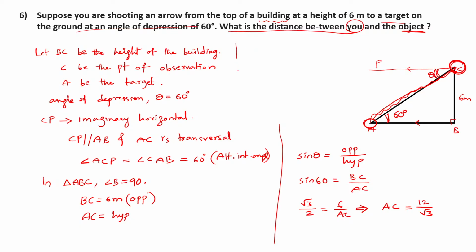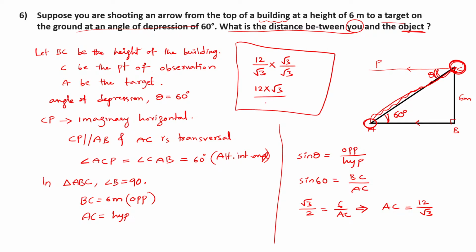Now let me solve this in this box. So 12 by root 3, rationalize the denominator. 12 into root 3 by root 3 into root 3, which is 3. 3 fours are 12. So the answer is 4 root 3. So what is the hypotenuse value? AC is nothing but 4 root 3. The distance between the observer and the object is 4 root 3 meters. Okay, right. Now we'll go for the 7th question.